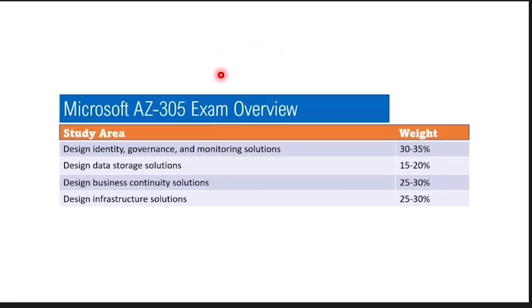Let us see the AZ-305 exam syllabus. In AZ-305 we have 4 modules. First module is Design, Identity, Governance and Monitoring Solution. Almost 30 to 35% of questions come from this one. Second module is Design Data Storage Solution. Third module is Design Business Continuity Solution. Fourth is Design Infrastructure Solution.